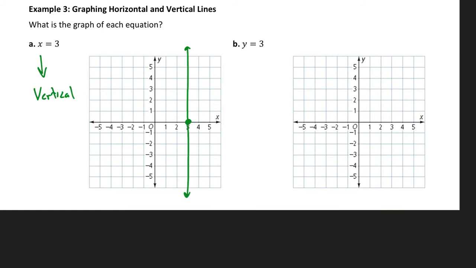On the flip side, y equals 3 gives you the y-intercept. You do not have an x-intercept for this graph, so that means this never crosses the x-axis, which means it's parallel to the x-axis. So when you have an equation of y equals a constant, that is a horizontal line.